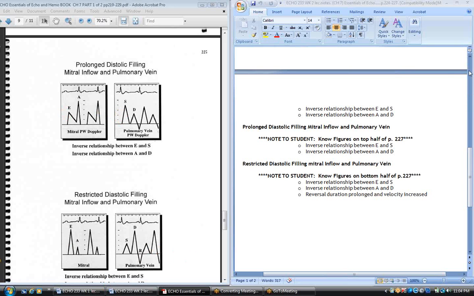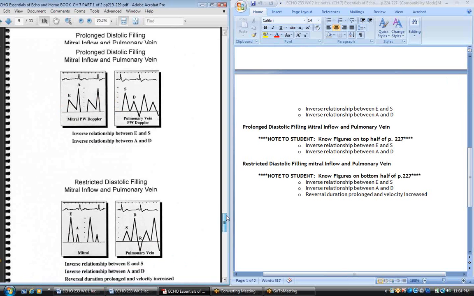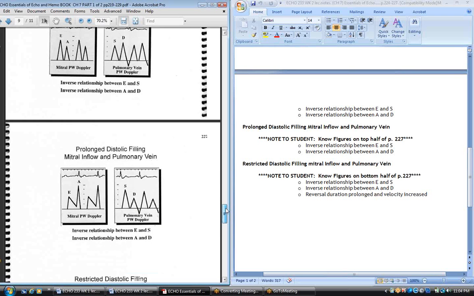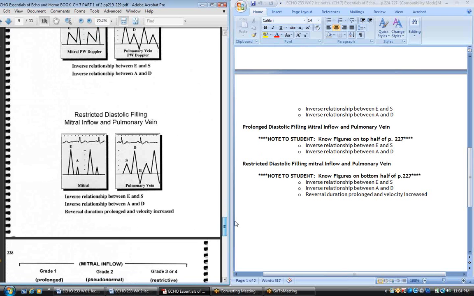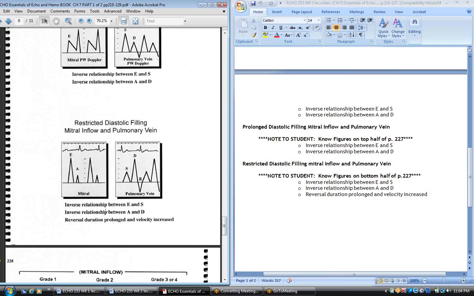Then when you get into the restricted, you again have the inverse relationship between a tall E, large E, small S, very small A, large D, and then of course you have your large R. Your reversal duration is prolonged and your velocity is increased.